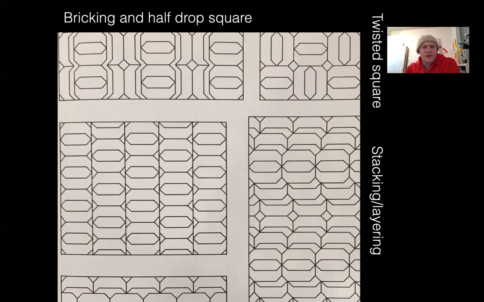Top right, we've got twisting happening. To the far right, we've got stacking and layering happening. So this is the same pattern, the same cell being stacked on top of itself over and over again to create a more complex pattern.